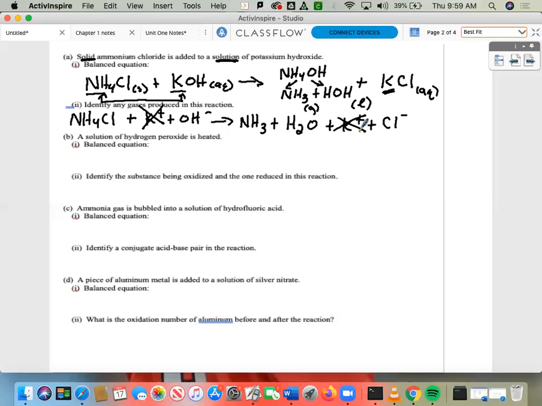A solution of hydrogen peroxide is heated. Okay. Hydrogen peroxide is H2O2. So H2O2 doesn't break down. It's an organic substance, so it just stays as is. It's a decomposition anyway, so nothing breaks apart in a decomposition. So H2O2 goes to, remember this, H2O and O2. Now you just have to balance it. That's all you have to do. Just balance it.